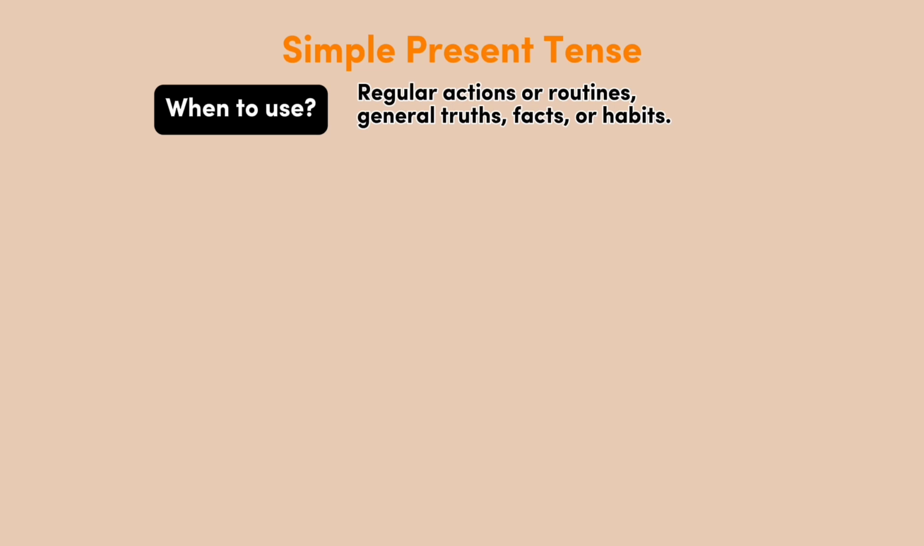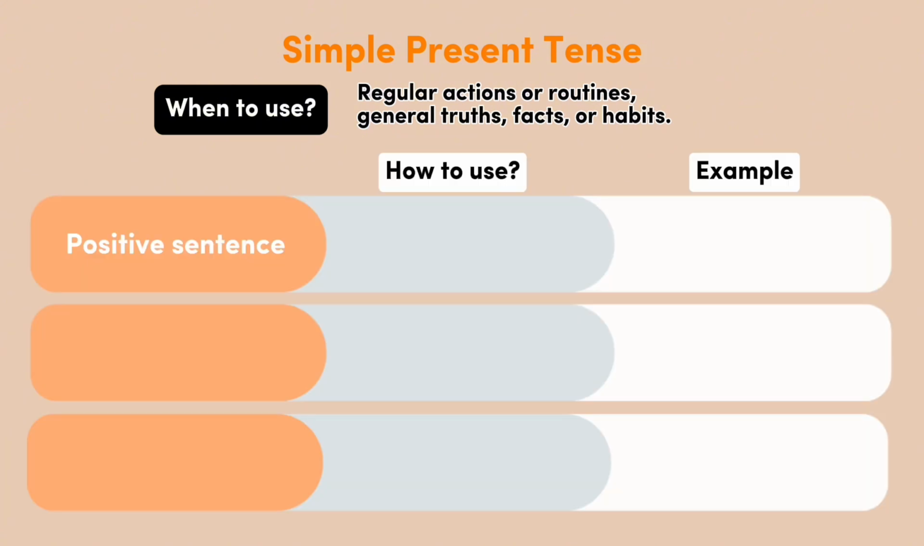The present simple tense is used to describe regular actions or routines, general truths, facts, or habits. Positive sentences. Verbs in the third person singular, he, she, it, typically add an -s, -es, or -ies to the base form of the verb. For example, I eat, but he eats.